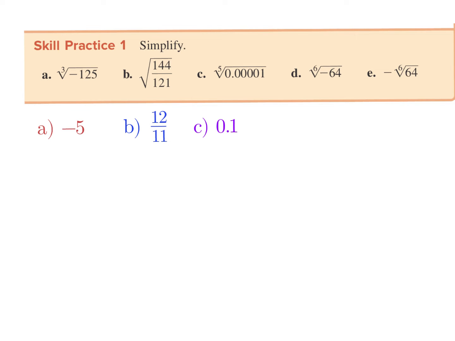Do we have an issue with D? We have a negative underneath. Is this okay or not? It is not okay because the index is even. Okay, this is just not real.